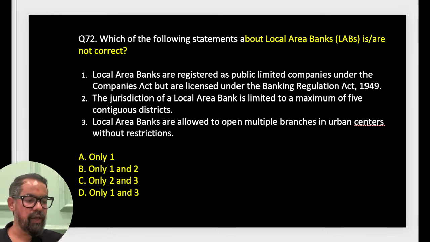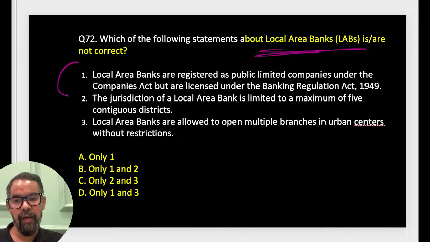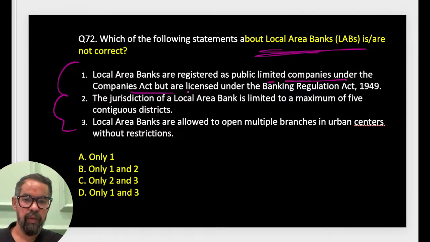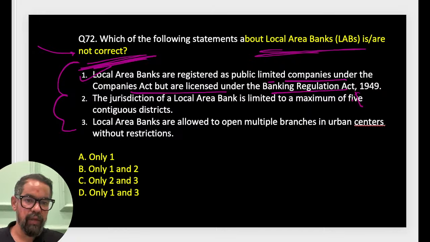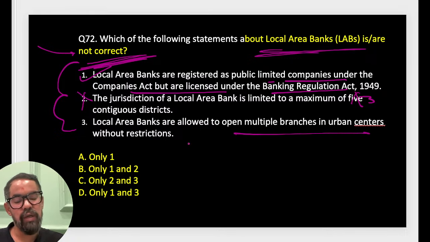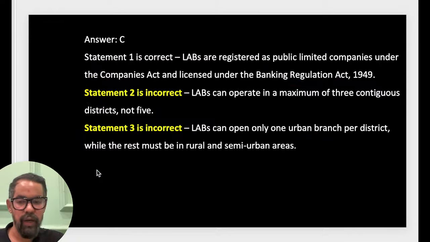Now fine, everyone. So, Local Area Bank, and you have to find out the incorrect statement. The first statement is right. Jurisdiction of a Local Area Bank is maximum. Three contiguous districts is wrong. Only one branch in urban centers, others are in semi-urban areas. So 2 and 3, option C will be the right answer for this one.